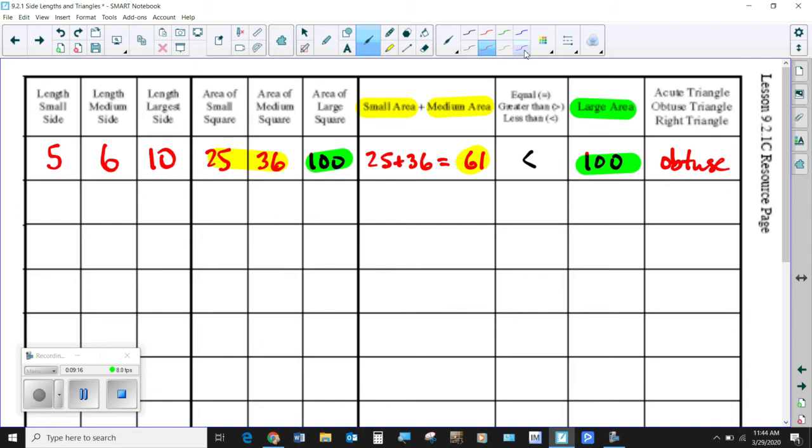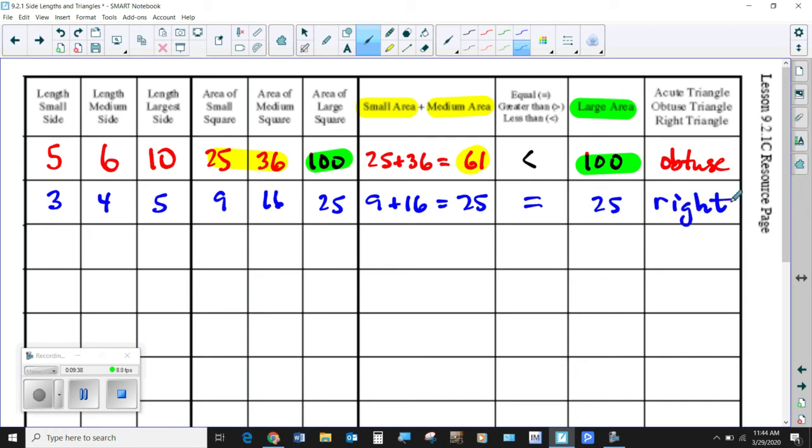I'm going to change my color scheme here and say a 3, a 4, and a 5. This one was 9, this one was 16, this one was 25, and 9 plus 16 is how much? That is 25, and this one was 25. How do 25 and 25 compare to each other? They are equal, and that formed a right triangle.